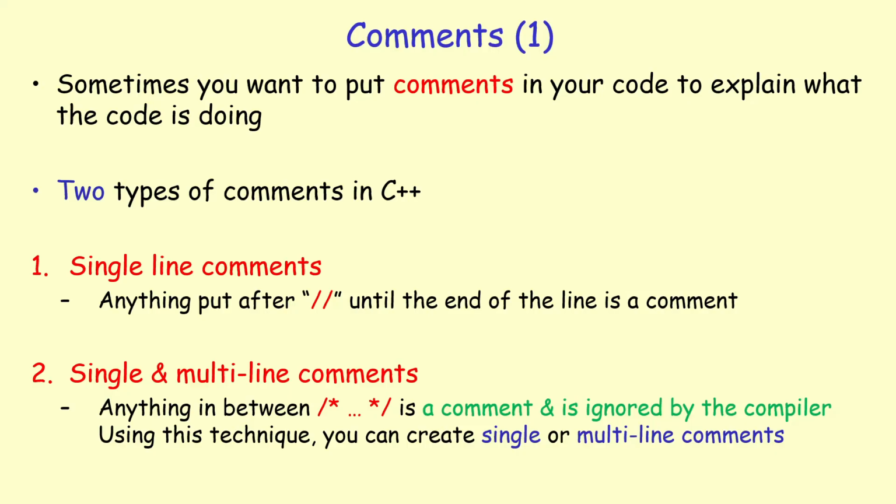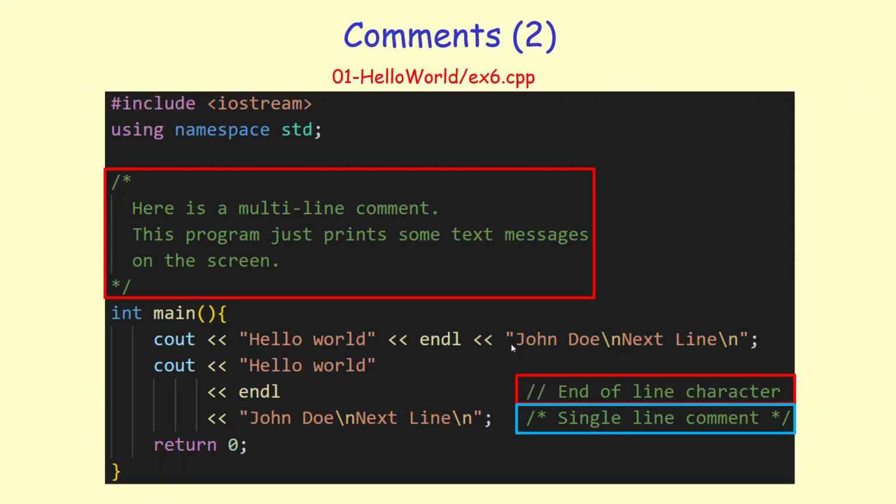There are two types of comments in C++. Single line comments: anything that comes after a double slash until the end of the line is assumed to be a comment and ignored by the compiler. You could also use C-style comments, which do single and multi-line comments. So anything in between slash star and star slash is ignored by the compiler. So you could write multi-line or single-line comments using this style.